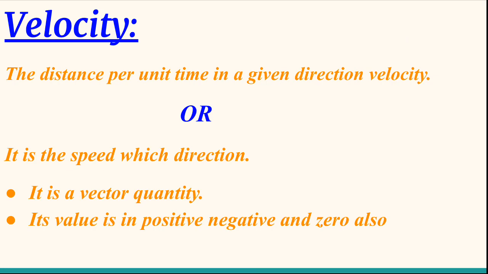Now velocity, it looks like a very big topic or very hard topic, but it is the easiest thing you can understand. The distance per unit time in a given direction is called velocity, or you can also say it is the speed with direction. Means you know speed and you are adding direction with speed. Only this much.